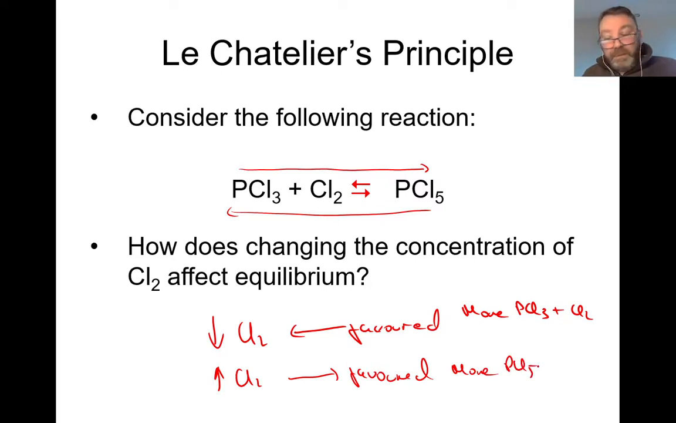Okay, so every stress that we put on the system causes a reaction from the system that is the opposite to what I do. Le Chatelier's principle in action.